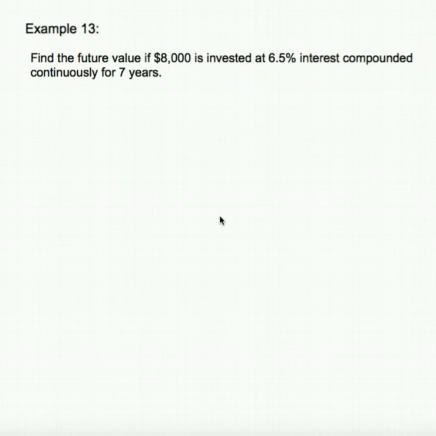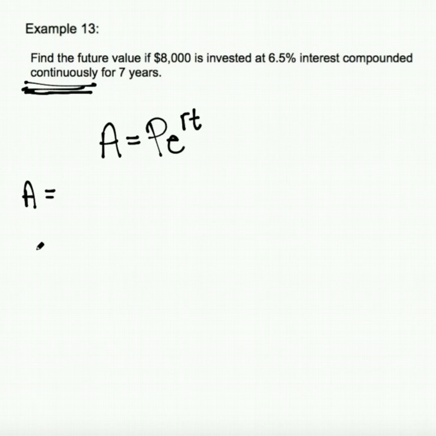Example 13. Find the future value if $8,000 is invested at 6.5% compounded continuously for 7 years. When you see that keyword continuously, you know you're going to be using A equals P e to the rt. So again, I'm going to go over here. I'm going to list out my variables, A, P, R, and T.